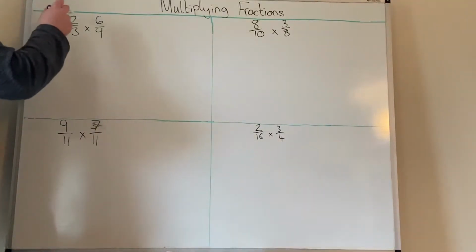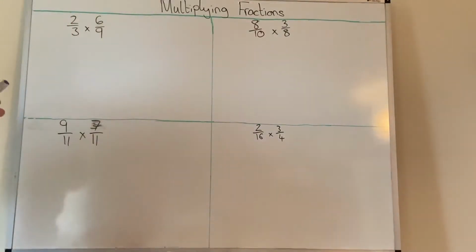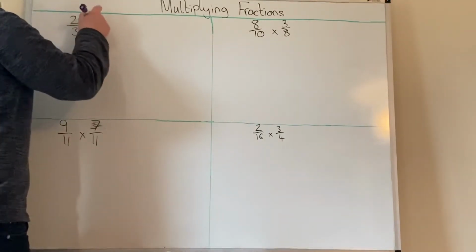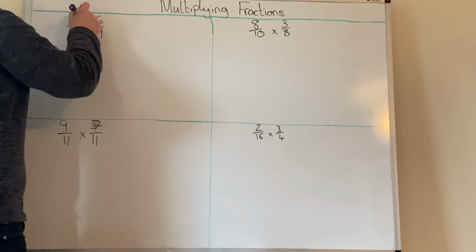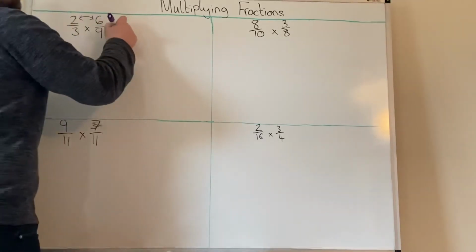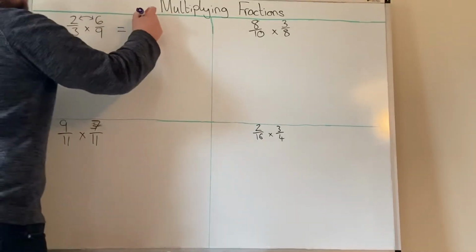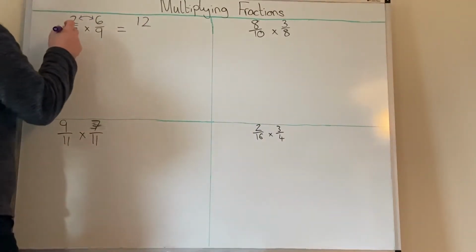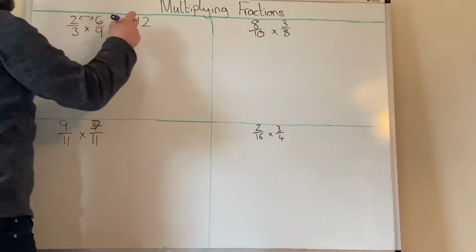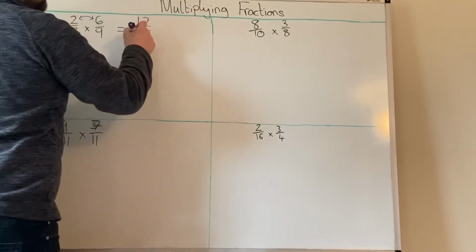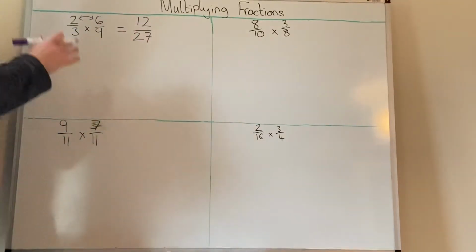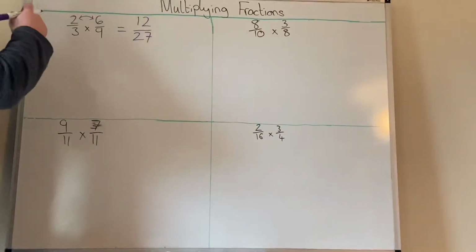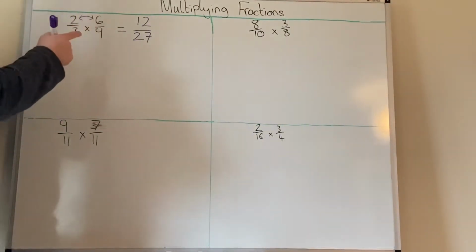So, 2/3 times by 6/9. Okay, so what we're going to do is we're going to multiply the numerators together. So we've got 2 times 6, which is 12. Okay, we've then got 3 times 9. 3 times 9 is 27. Okay, so straight away we've got an answer. Everyone, by the end of all of this, should get an answer straight away.